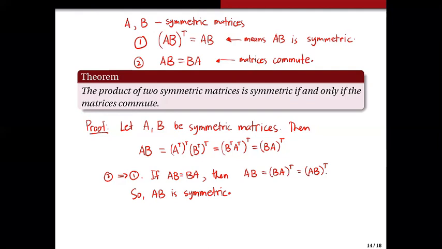There is a question here: why do A and B interchange? That's the property of commutativity. If AB equals BA, then the two factors commute. That's the definition, the property of commutativity.